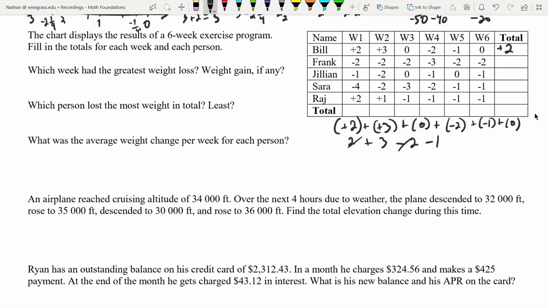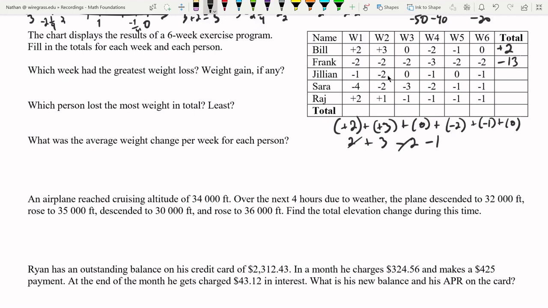The pluses and minuses are going to be important for this case because plus means weight gain and minus means weight loss. Okay, same idea here. Minus 2, minus 2, minus 2 is going to be minus 6. Minus 3 is going to be minus 9. Minus 2 is going to be minus 11. And then minus 2 more is minus 13.